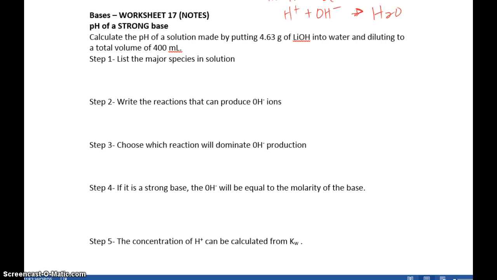We're going to calculate the pH of a solution made by putting 4.63 grams of lithium hydroxide into water and diluting it to a total volume of 400 milliliters. List the major species. Well, it's water and LiOH, and that's the only thing we need to list. The reaction that produces hydroxide ions: LiOH becomes Li+ and OH-. Choose which reaction will dominate the OH- production. Well, the LiOH reaction is going to dominate.